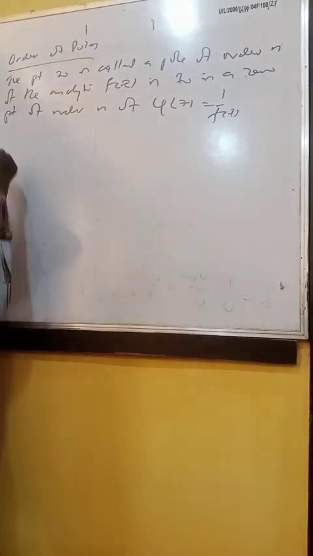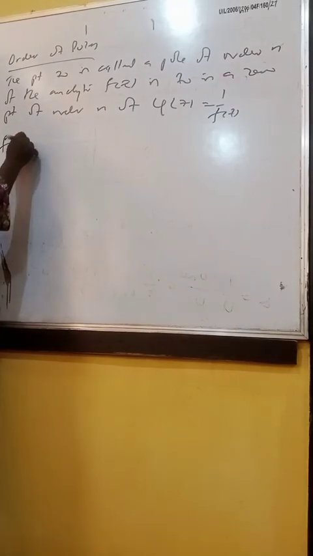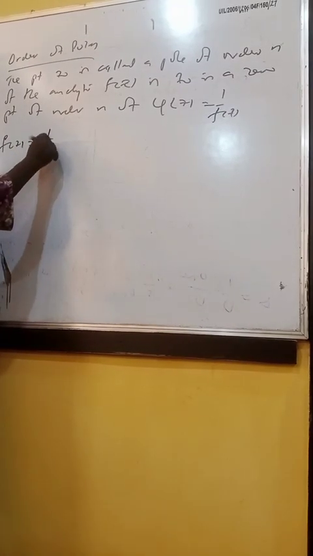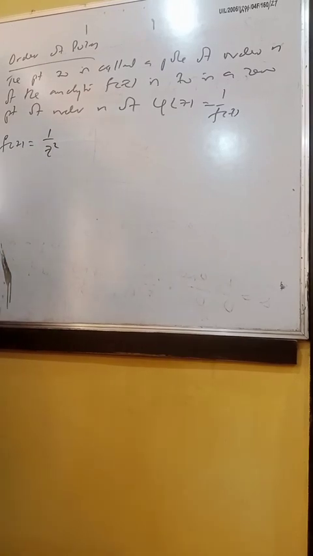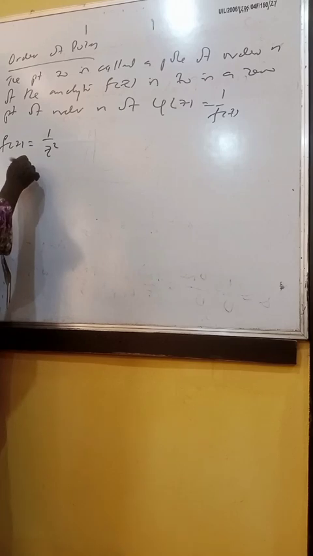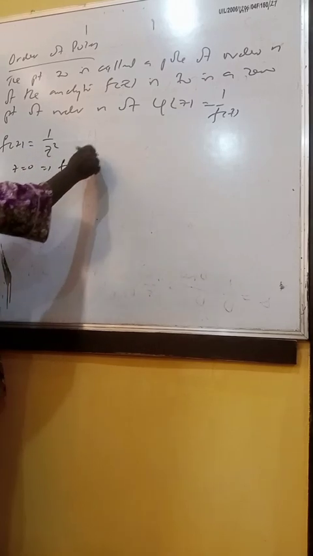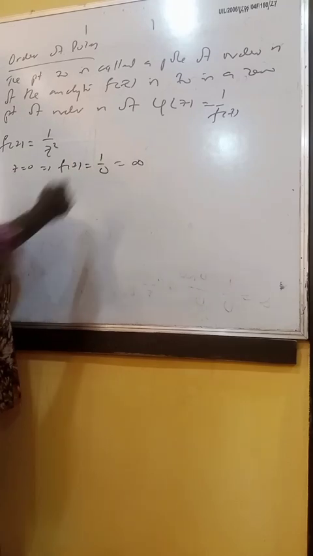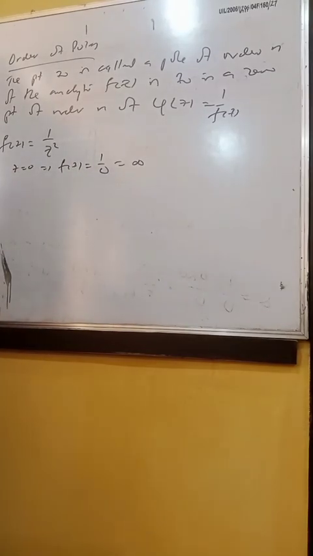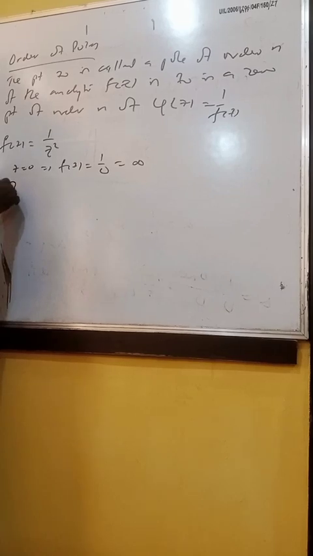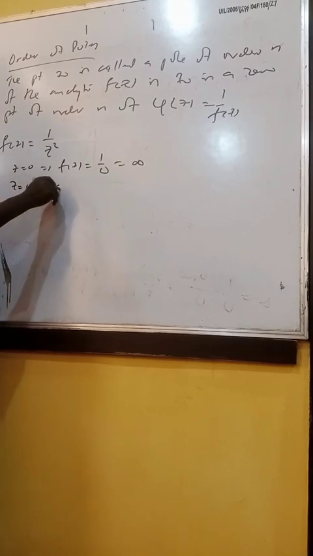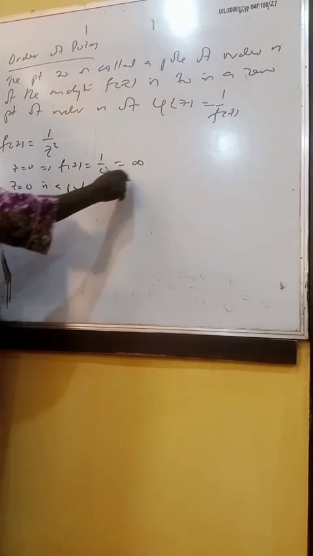For example, now, if your f of z is equal to 1 over z squared, you know that z equal to 0 implies f of z is equal to 1 over 0, which is equal to infinity. Which means that z naught is a pole of f of z.